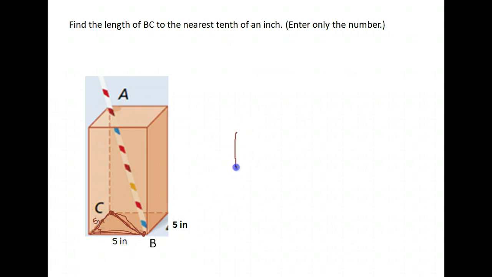I'm just going to pull that figure out here so we can see it a little better and it's not kind of laying down. So we have 5 inches by 5 inches. These are the sides of the square. And we have BC right here. I'm going to call that X. That's what we're looking for, is the length of this side. That's our diagonal going across. Well, what are we going to use to find that?